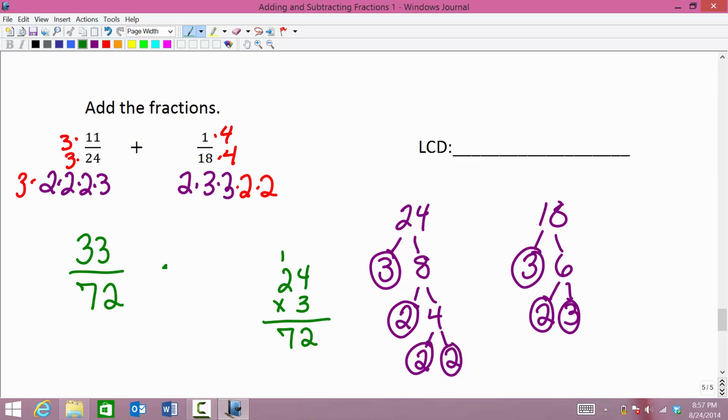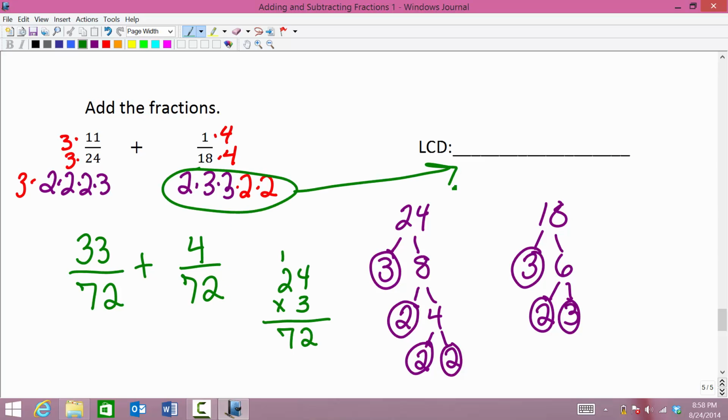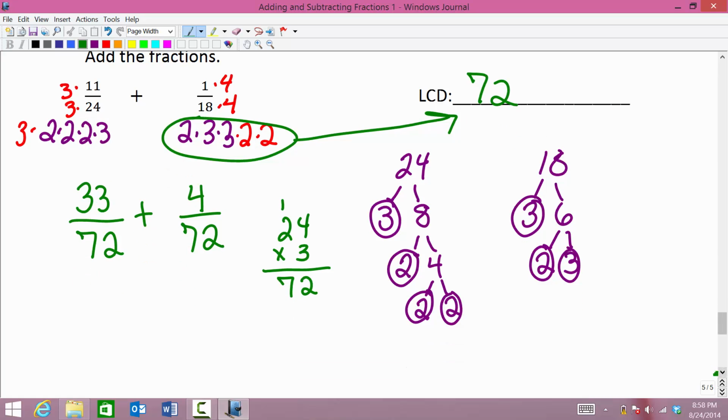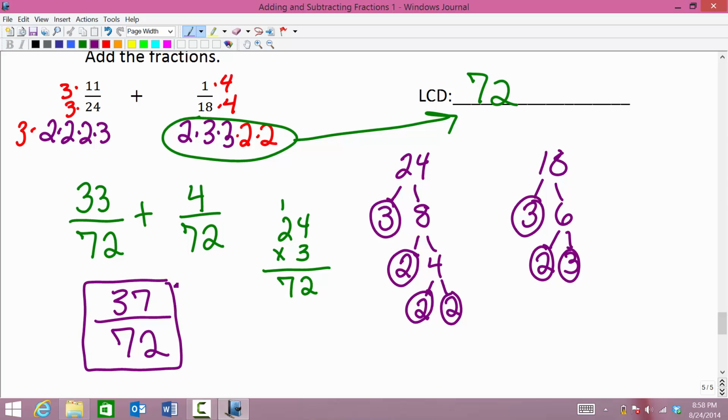So 33 over 72 plus 4 over 72. Remember, our LCD here is taking all of those factors and multiplying them together. That would be the same thing as 8 times 9, which is 72. Add our fractions together, keep our same denominator, combine our numerators on top. 33 plus 4 would be 37. And that is already reduced to lowest terms.